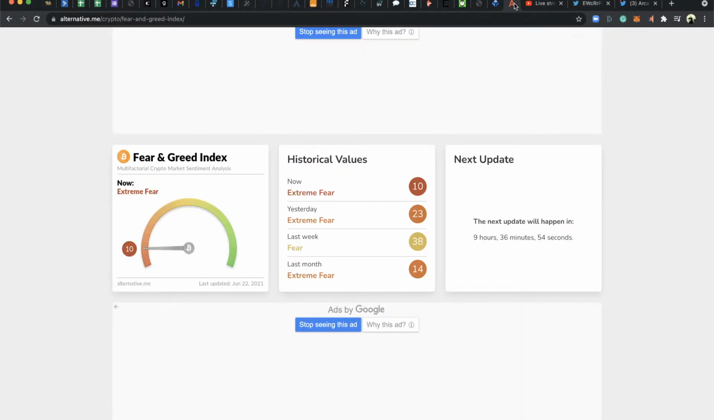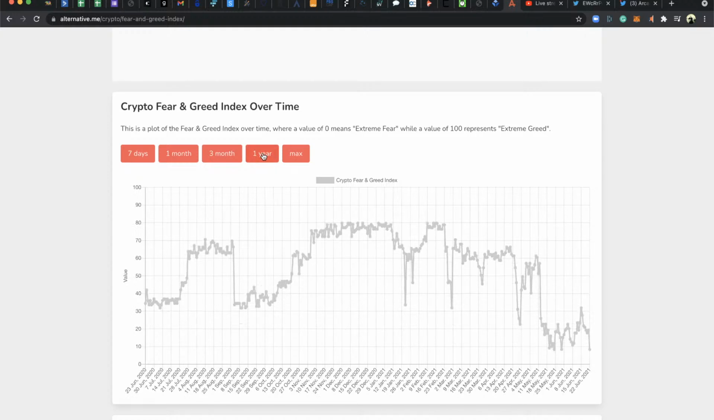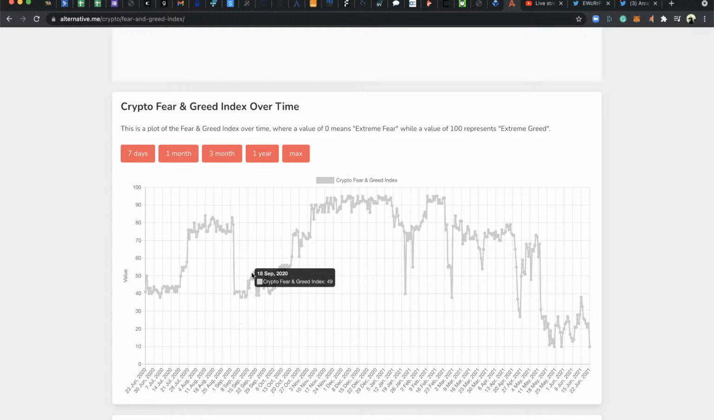So we'll start with this one, the Fear and Greed Index. Here we go. We are at 10. We are in extreme fear. Do we have any data? Does this have long-term data? Nice, yeah, it does. One year is the max, okay. So it doesn't show even further back.